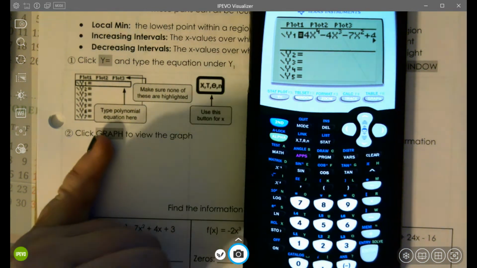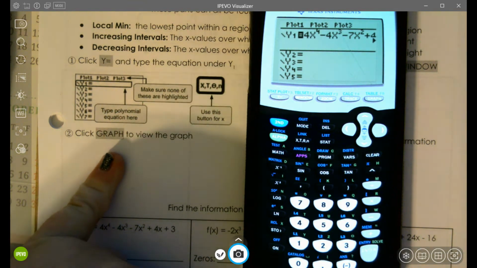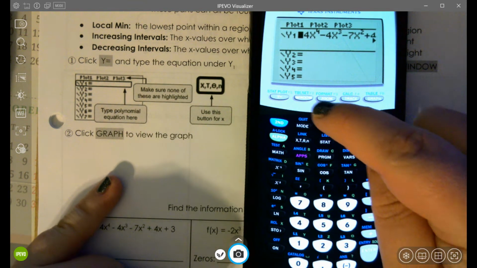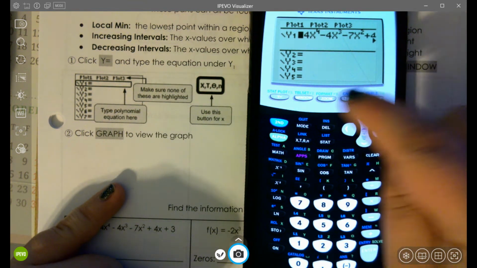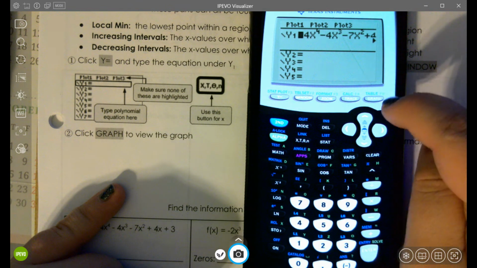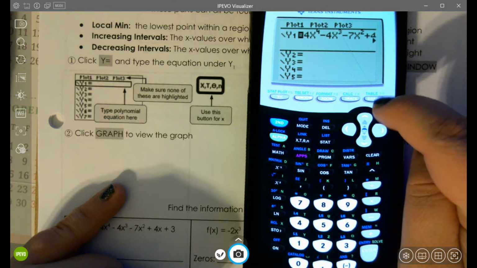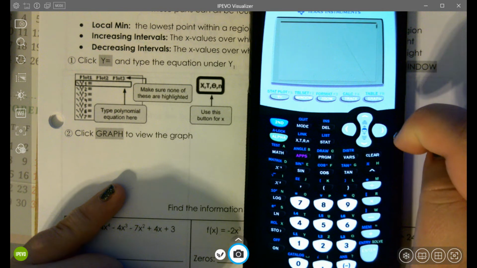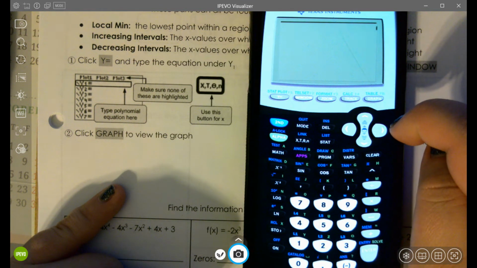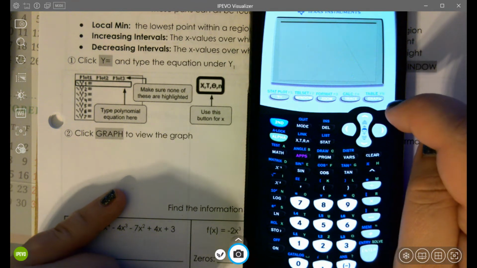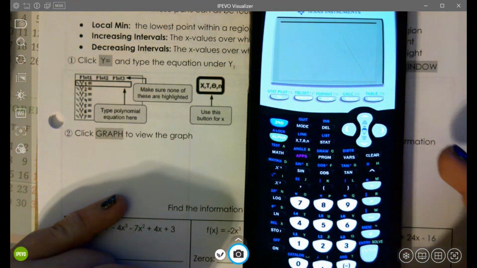Then what you're going to do is click graph so that you can see the graph. Graph is the 5th option, very top right here. My graph is going to be all funky, which is actually not a bad thing, because that means I get to show you what happens if this happens to you.